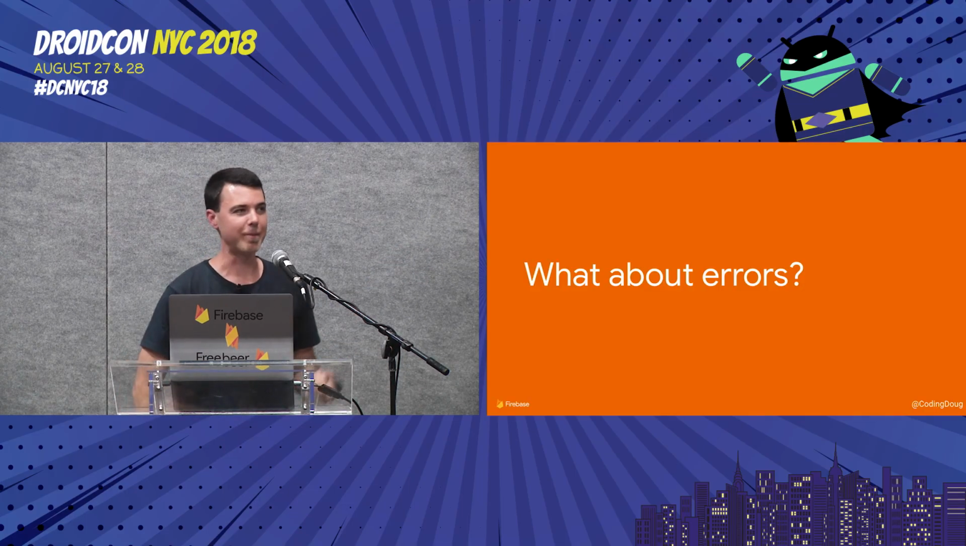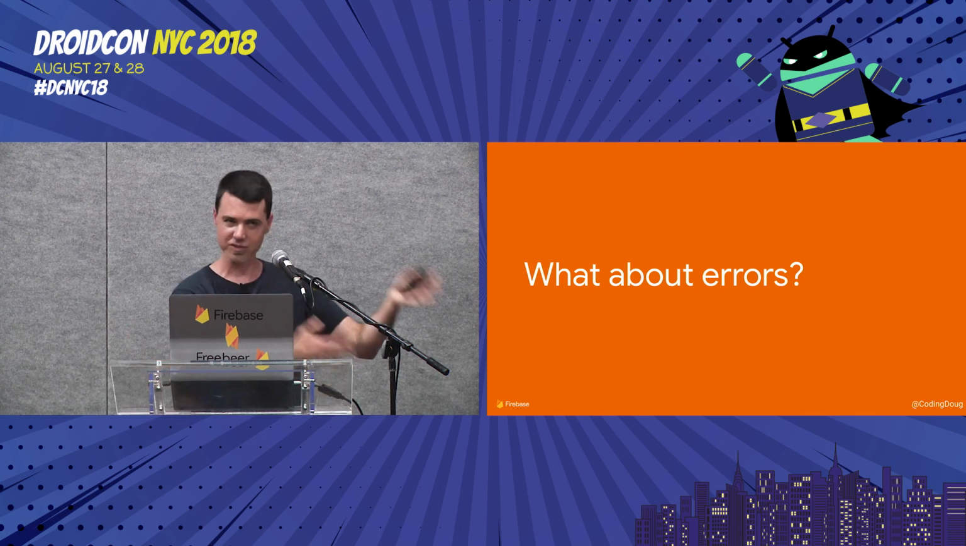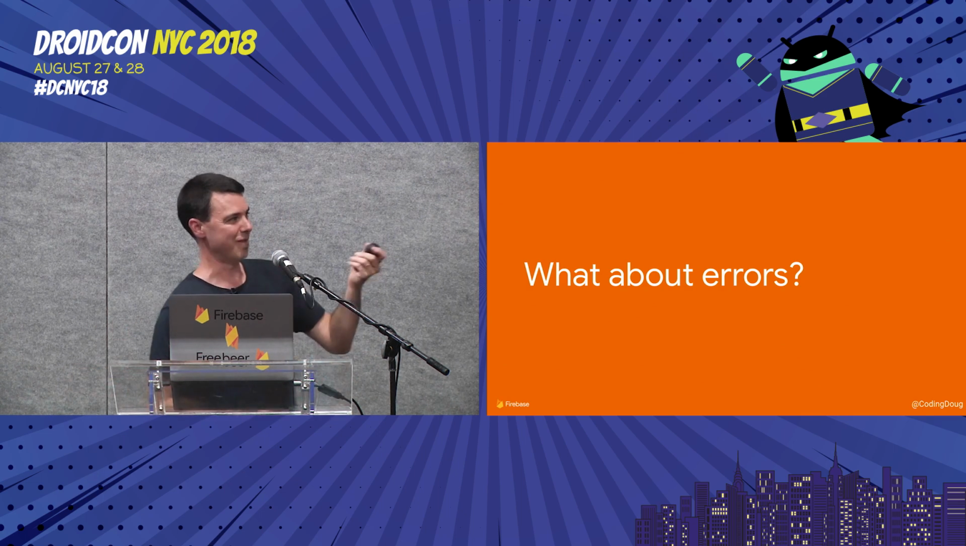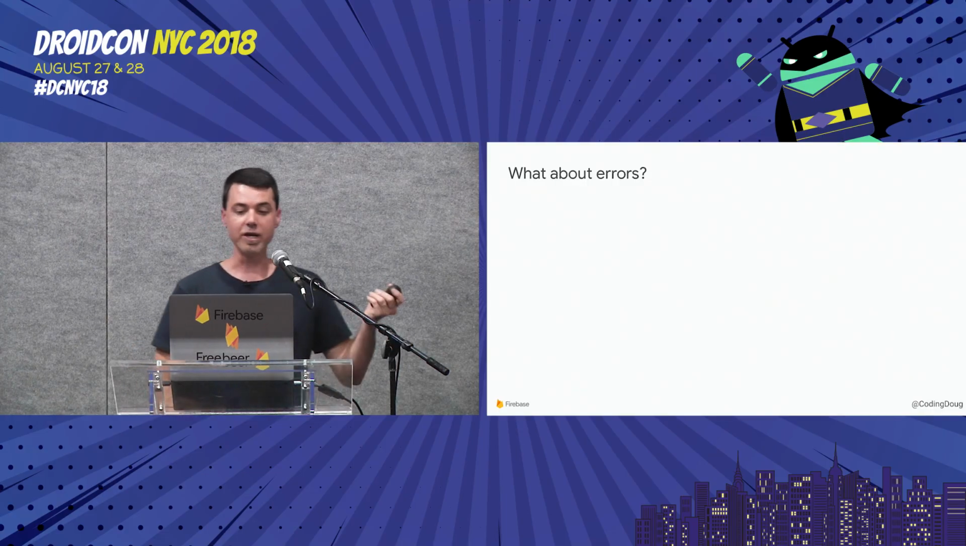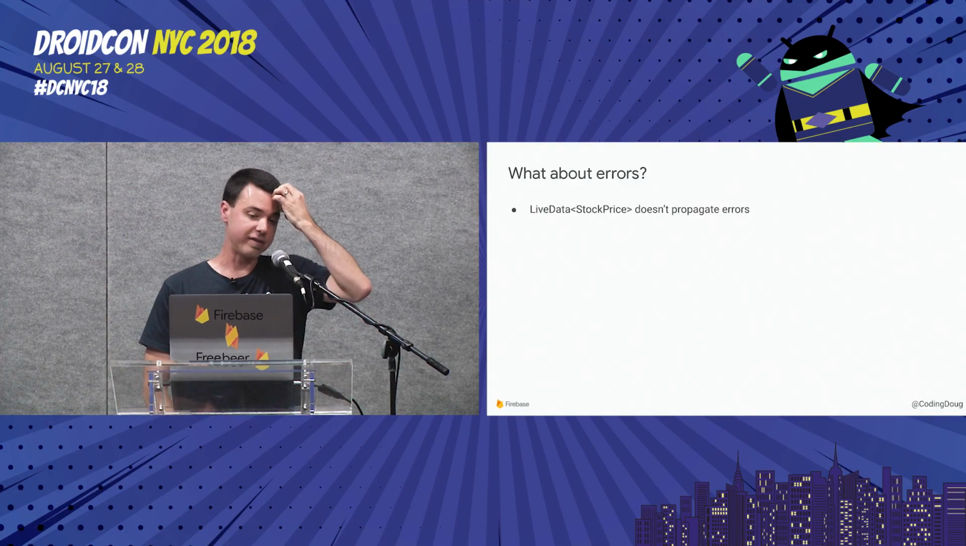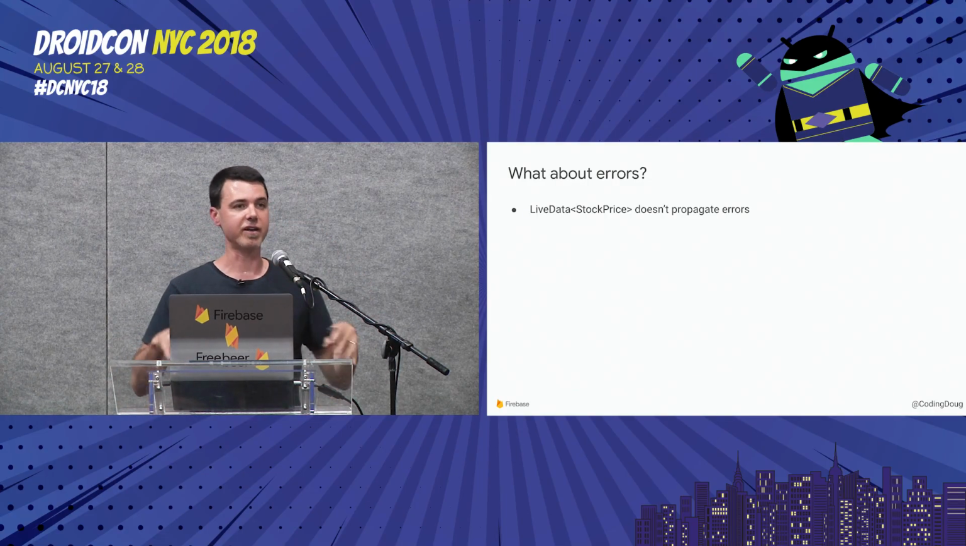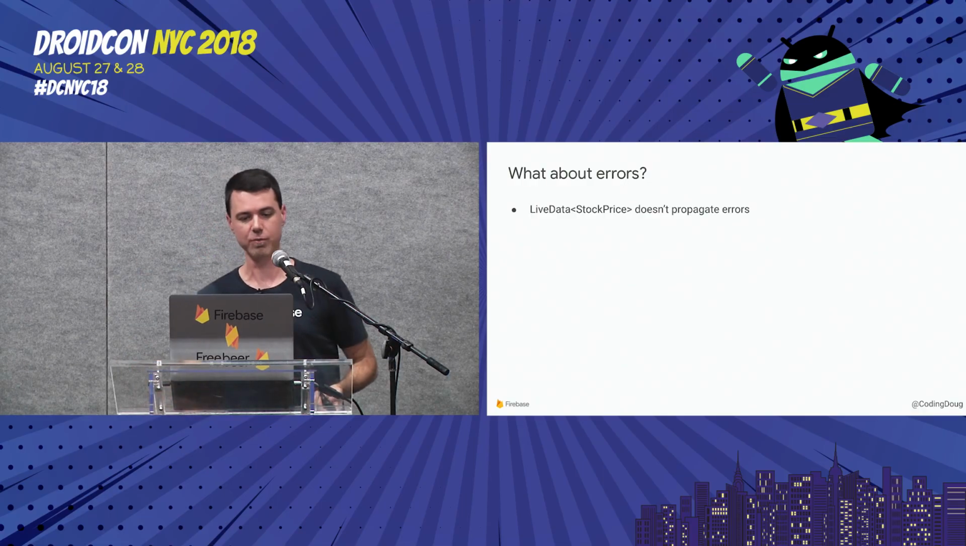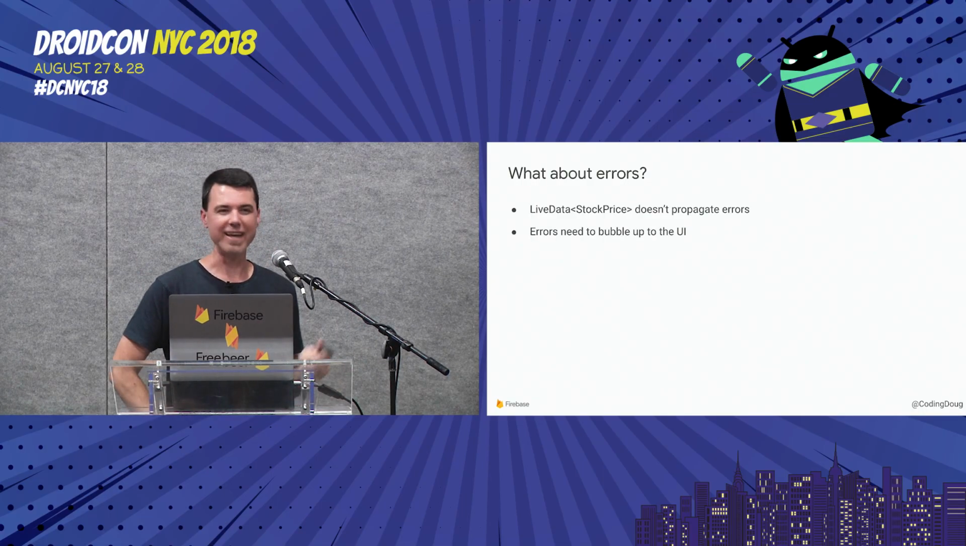But we still haven't dealt with errors yet. I mean, as we've seen before, when you get a snapshot, it's either a snapshot or an exception. You kind of have to think about errors. I haven't really shown how to do that. So what do we do? Well, live data doesn't propagate errors by default. Live data doesn't have an error state with it, so you need to add errors into it if that's what you want to handle. They need to bubble up to the UI.